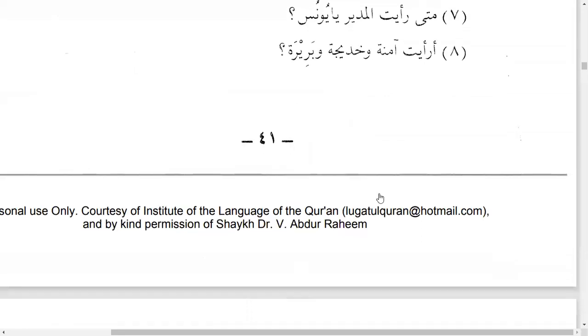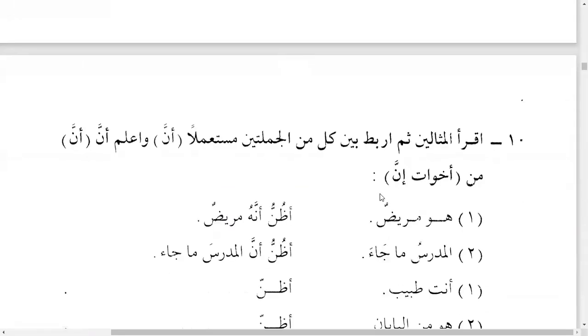Okay, أرأيت or أرأيتِ, both of them. آمنة وخديجة وبريرة. Did you see Amina, Khadija and Barira? So it depends on the mukhatab, right? Who you are talking to. Yes. نعم رأيتهن. لا ما رأيتهن. Okay, excellent.